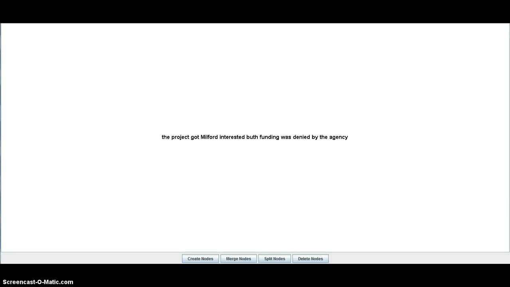Welcome to sentence exercise 12.3, sentence 3. This is a complicated sentence. The project got Milford interested, but funding was denied by the agency.